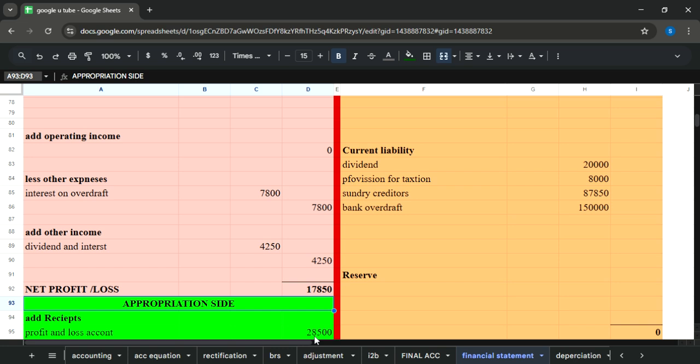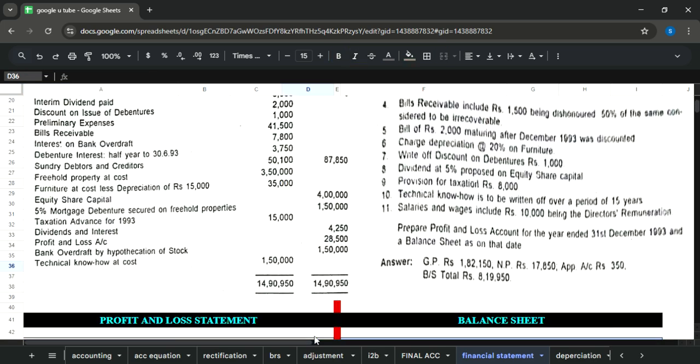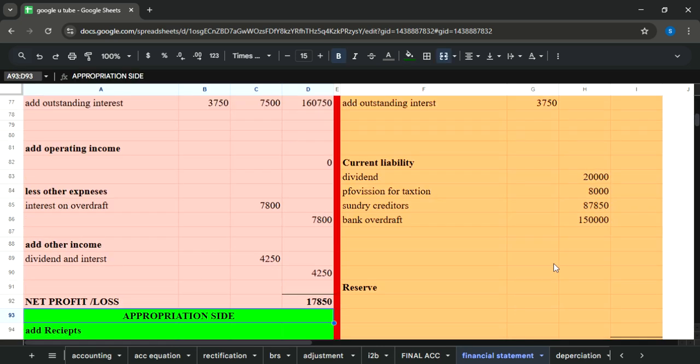17850. Answer of net profit is also available. Let's check it out. Over here you can see net profit 17850, and our answer is also 17850. So thankfully 2 answers are correct. For an accountant, as a student, this could be the best moment when you have got your answers correct. So 17850 is your net profit.